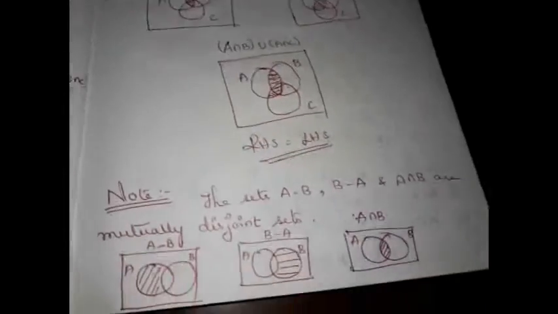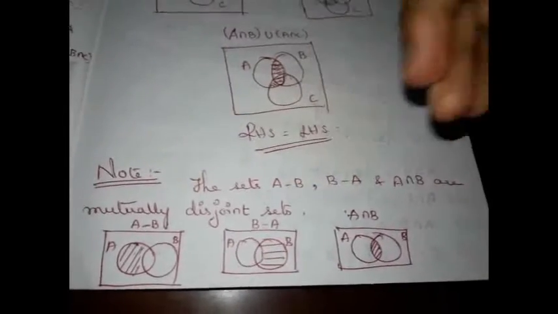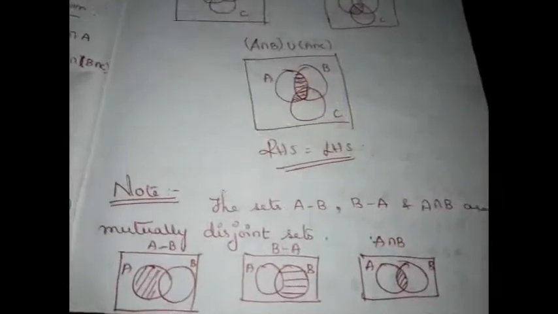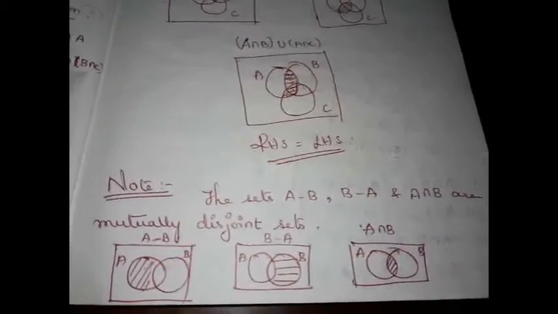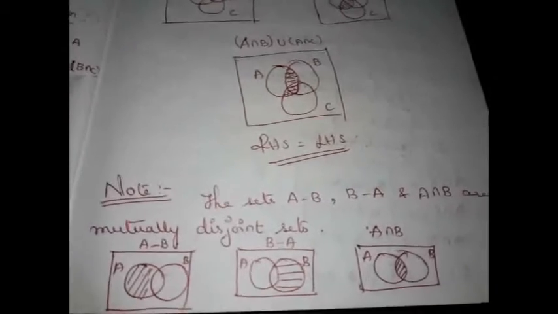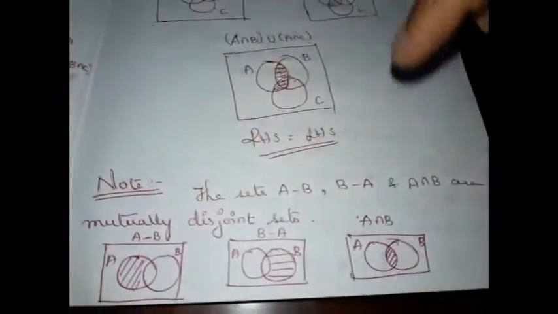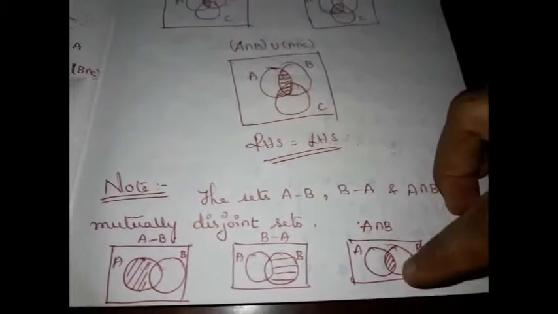So you should shade only the intersection region here. Okay, so you should understand it, apply it, think in terms of numbers and then shade it. Don't blindly do your things. And if you see, the sets A minus B, B minus A, and A intersection B are mutually disjoint sets. Mutually disjoint sets means they do not have any intersection. All are completely different sets. They don't have any intersection. A minus B is this. Sorry, B minus A is this and A intersection B is this.